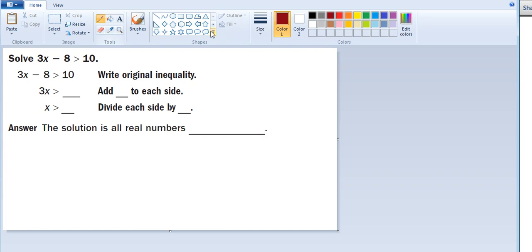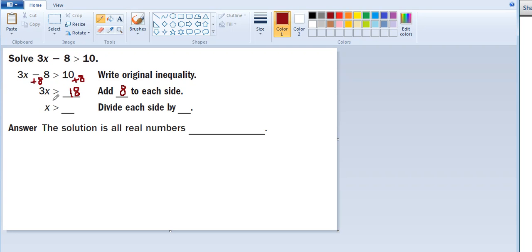So we're going to start by basically just adding 8. So let's go over here and we're going to add 8 right there because we want the 3x to be by itself. So we're going to add 8, we're going to add 8. Now once you add 8 to each side, you're going to find that you have 3x is greater than 18.